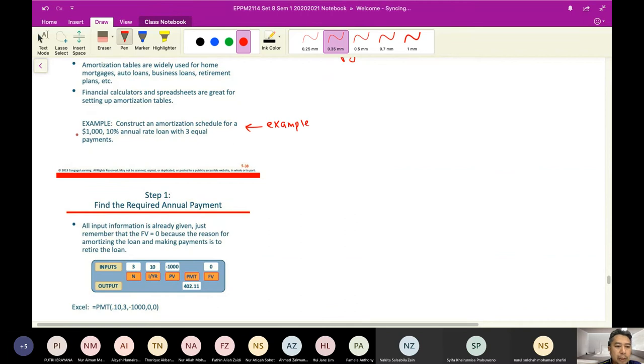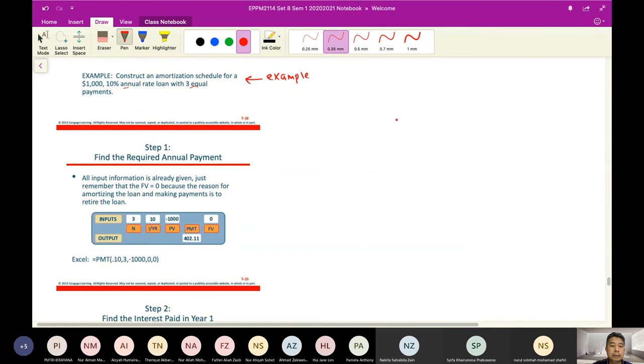You borrow $1,000 from the bank with an annual interest rate of 10%, and then you need to pay that $1,000 in 3 equal payments. Basically, it is annual here. So if you get 3 equal payments, what is the first step you need to do? Step 1, you need to calculate the yearly payment, by using a formula.